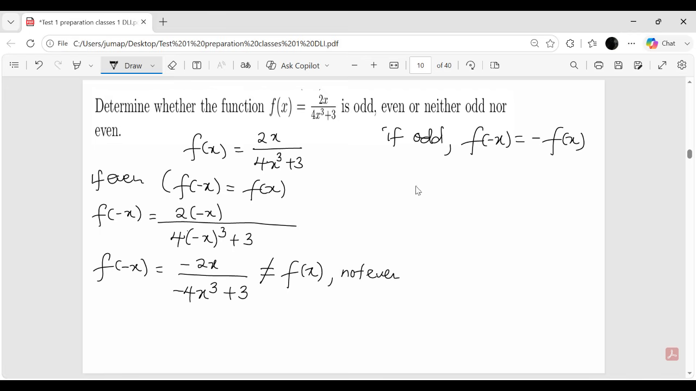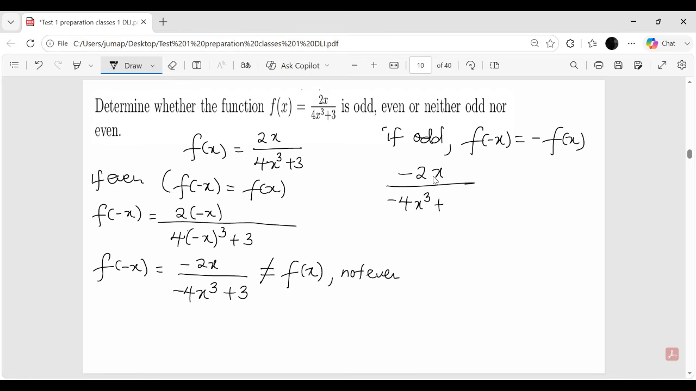Okay, so we already have our f of negative x. We've already calculated for it, which is negative 2x over negative 4x to the power 3 plus 3. Okay, so this is our f of negative x. Now they are trying to say that this one will be equal to negative f of x.